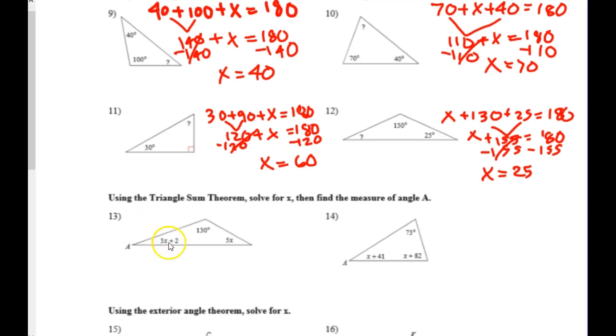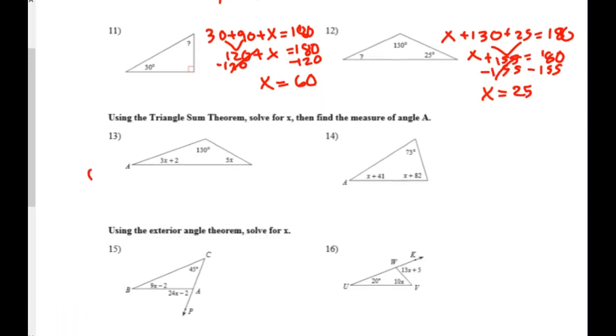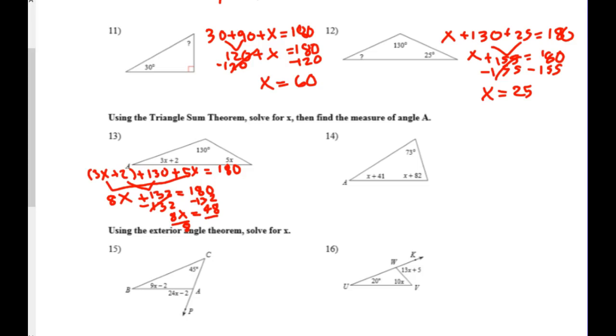So even on 13 and 14, which are a little bit more difficult, it's the same exact process. So number 13, 3x plus 2 plus 130 plus 5x equals 180. Now I'm going to combine my x's. 3x plus 5x equals 8x. 2 plus 130 is 132, and that equals 180. From here, same idea. Let's get rid of our loner, so minus 132 on both sides. We get 8x equals 48. Our last step is to divide by 8, and we get x equals 6.